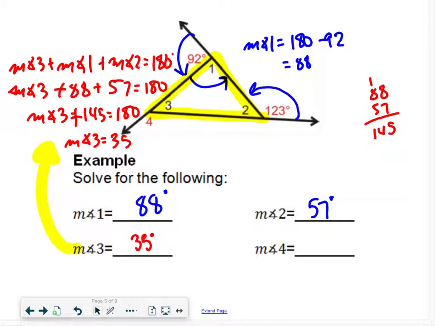To get measure 4, again, I use that linear pair postulate. So I can figure out that this is really just 180 minus 35 because, again, they're a linear pair, angle 3 and angle 4. So that gets me 145 degrees.